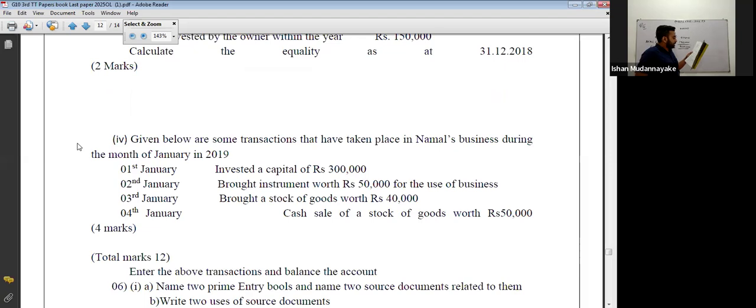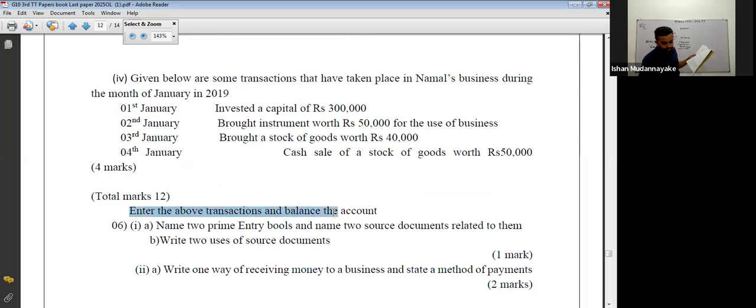These are the transactions. Invested a capital of 300,000, bought an instrument worth 50,000 for the use of the business, bought a stock of goods worth 40,000, cash sales of stock of goods worth 50,000. And then here there's a printing mistake, and here it should be: enter the above transactions in ledger accounts and balance the accounts.